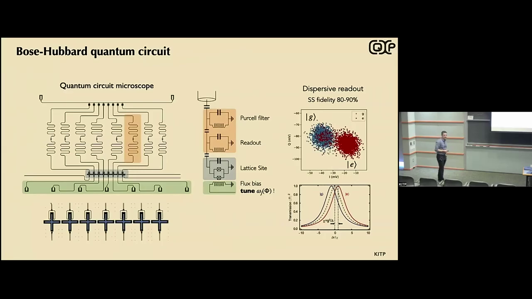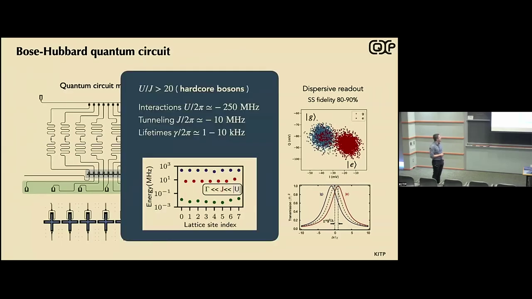So what are the parameters of our Hamiltonian? Compared to the lifetimes of our microwave photons that are living in each individual qubit site, our tunneling is about 3 or 4 orders of magnitude faster than the decay. So we're in this quantum coherent regime, and our on-site interactions, our anharmonicity, is an additional order of magnitude larger than the tunneling. So we're in this many-body regime where we're actually dealing with hardcore bosons confined in this one-dimensional lattice.